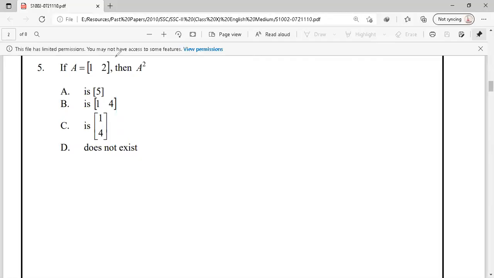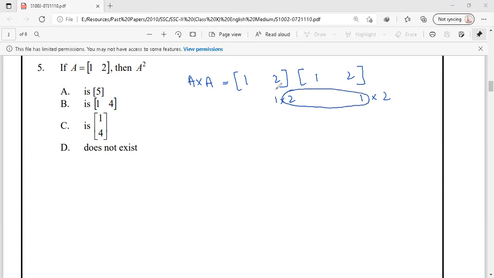Then we have question number 5, in which we have to find the value of a square such that a is a row matrix. So a square means a multiplied by a, that is equal to [1 2] multiplied by [1 2]. The order of this matrix is 1 row and 2 columns, and 1 row and 2 columns. So these are not equal. It means their multiplication is not possible. So this product does not exist. So the correct answer of this question is option D.